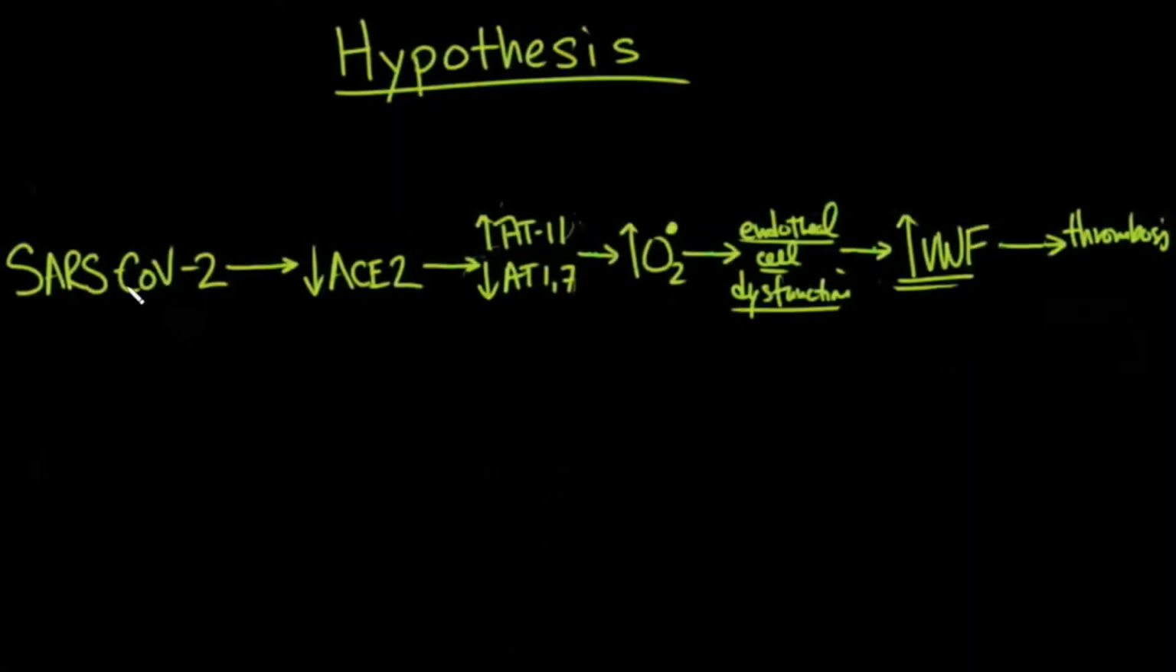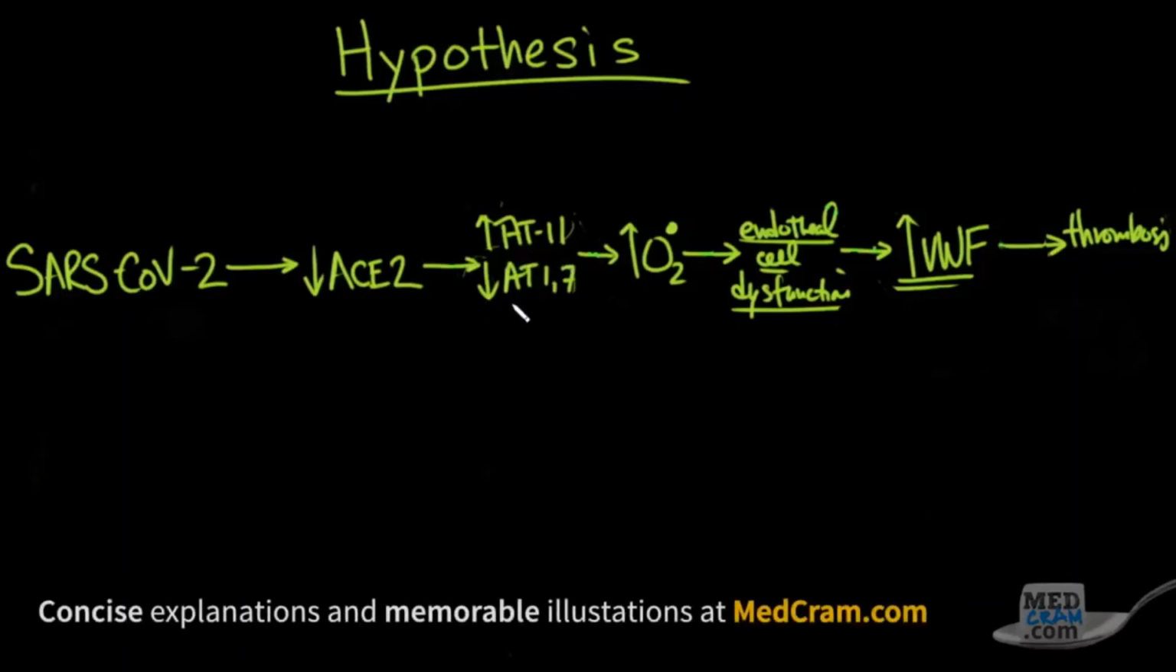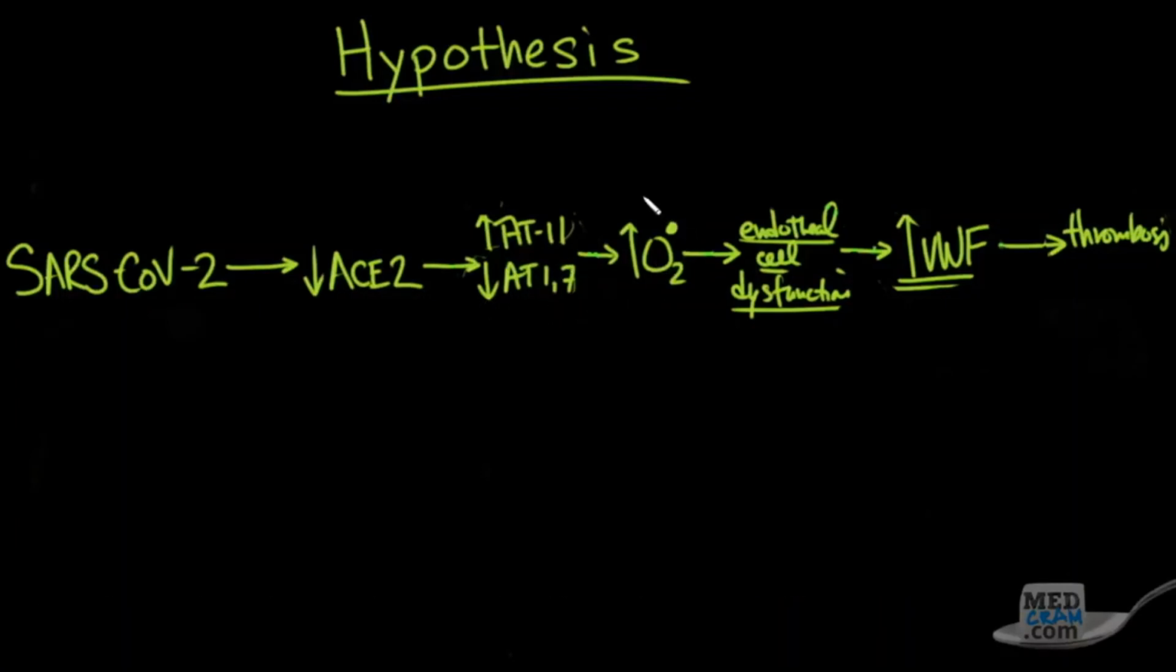Let's take a look at our hypothesis one more time. So we got SARS-CoV-2 that comes in, binds the ACE2 receptor, thereby taking it out of action. So you have reduced ACE2. As a result of that, your angiotensin 2 increases and your angiotensin 1,7 decreases. That causes an increase in superoxide. That increase in superoxide causes oxidative stress, which causes endothelial cell dysfunction, which increases the amount of von Willebrand factor released from the subendothelial space, and that causes thrombosis. And potentially it's the thrombosis that's causing the hypoxemia and other things in the pulmonary system.